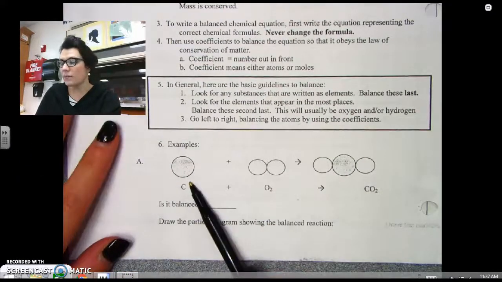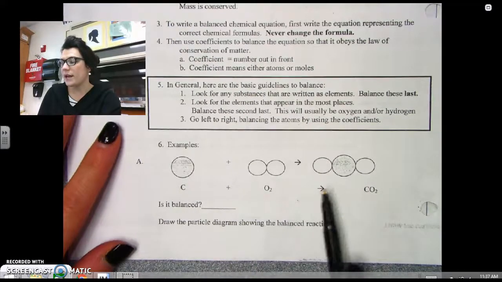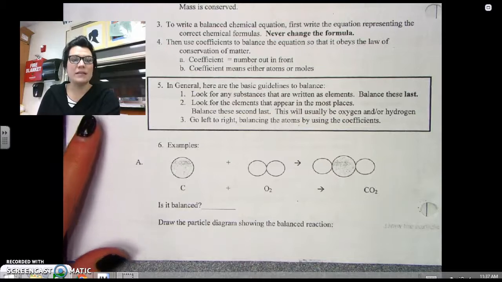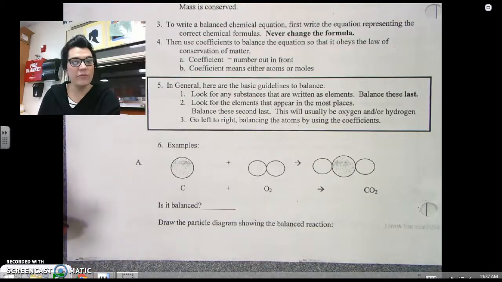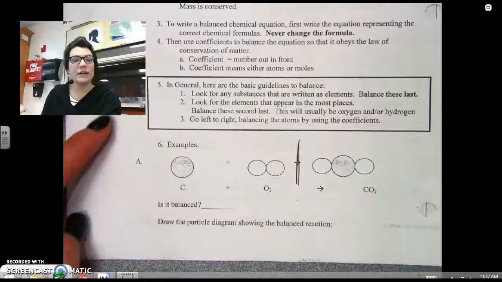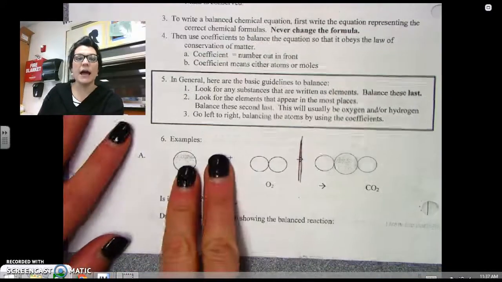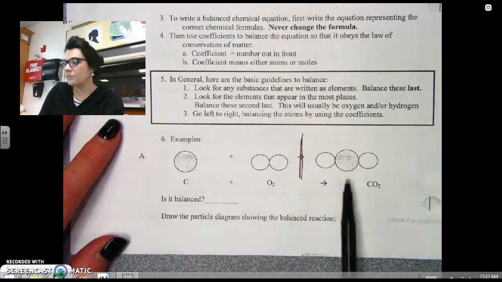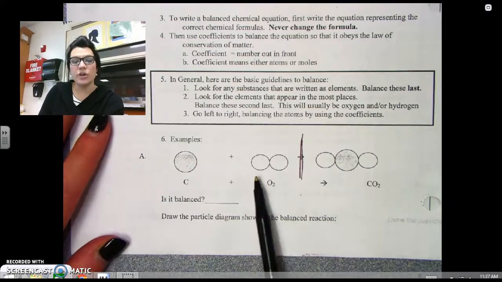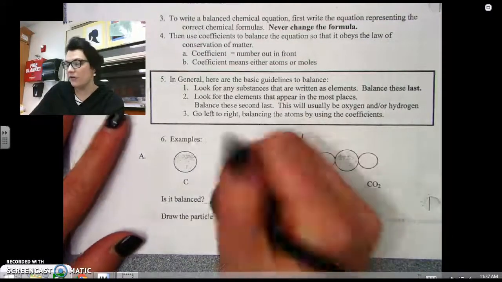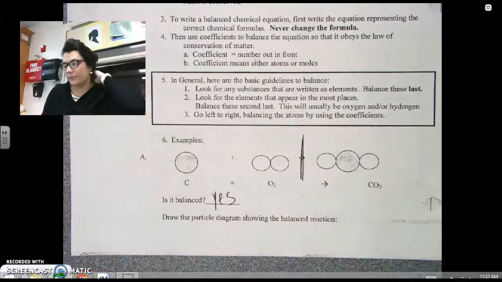So I have carbon plus oxygen gas, and I'm creating CO2. First question: is this balanced? Okay, so we're just going to count like we've been doing before. I like to sometimes draw a big line here indicating that this side has to be equal to this side. So I'm going to say 1 carbon, that's good. 2 oxygens, that's good. Therefore, this is balanced, okay?